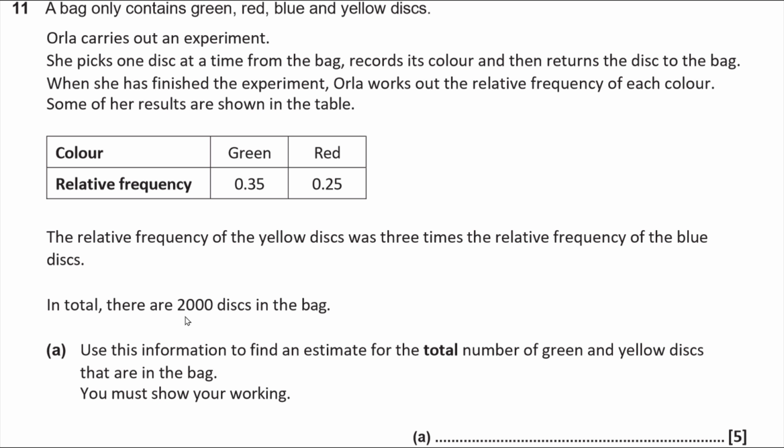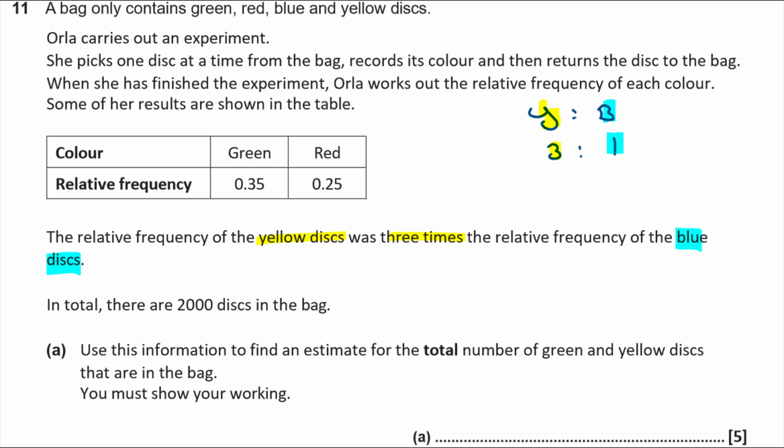Okay. So we've been given a ratio here, haven't we? The frequency of the yellow discs to the blue discs was in the ratio of 3 to 1, wasn't it? So the relative frequency was 3 times higher than the blue discs. So the ratio of yellow to blue is going to be 3 to 1, isn't it? So we're going to have 3 yellow discs for every 1 blue disc, presumably.